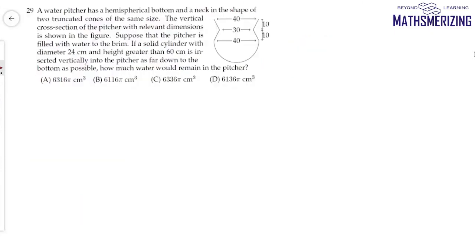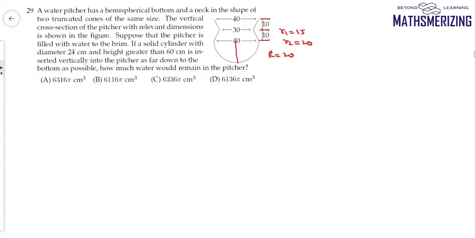In question number 29 it says a water pitcher has a hemispherical bottom and a neck in shape of two truncated cones of same size. Now various dimensions they are given. So radius of this hemisphere, it is 20. Height of these cones, it is 10 each. Now this smaller radius R1 is 15 and this bigger radius, this is 20.